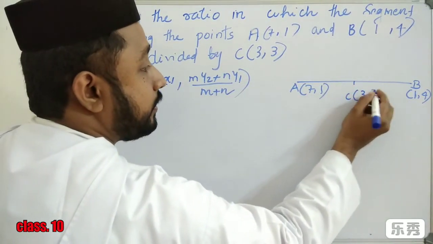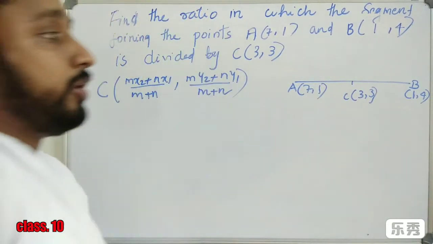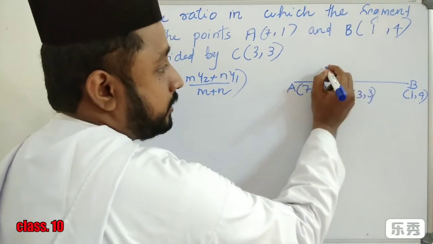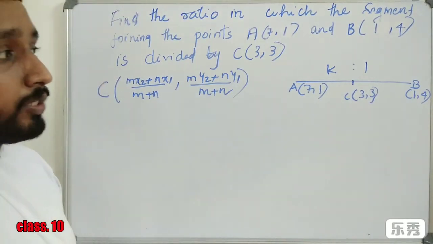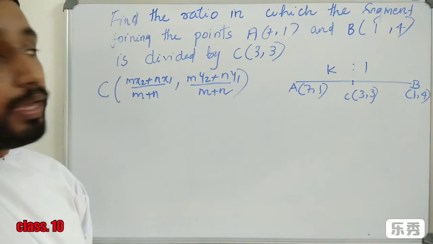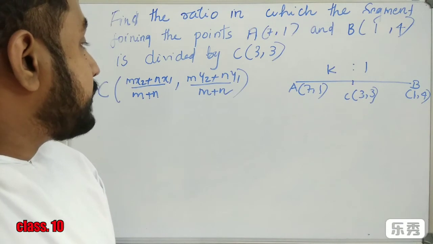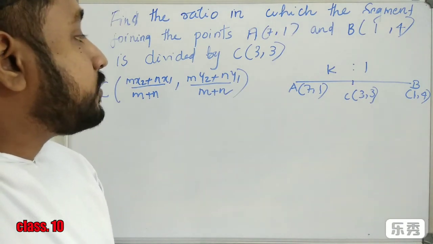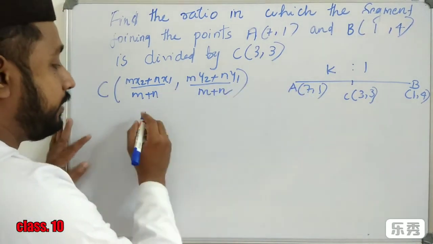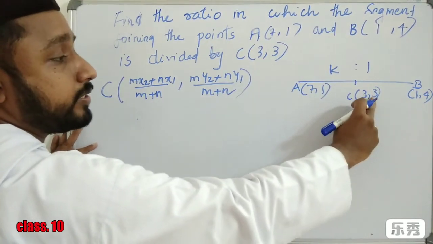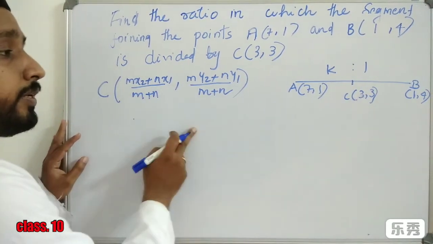It is divided by C (3, 3). We have to find the ratio in which this point divides the segment. For that we take k:1, then find the value of k and we can find the ratio. So our point is C, (mx2 plus nx1) divided by m plus n, (my2 plus ny1) divided by m plus n. So we know x is equal to 3 and y is equal to 3. This is the point C (3, 3).